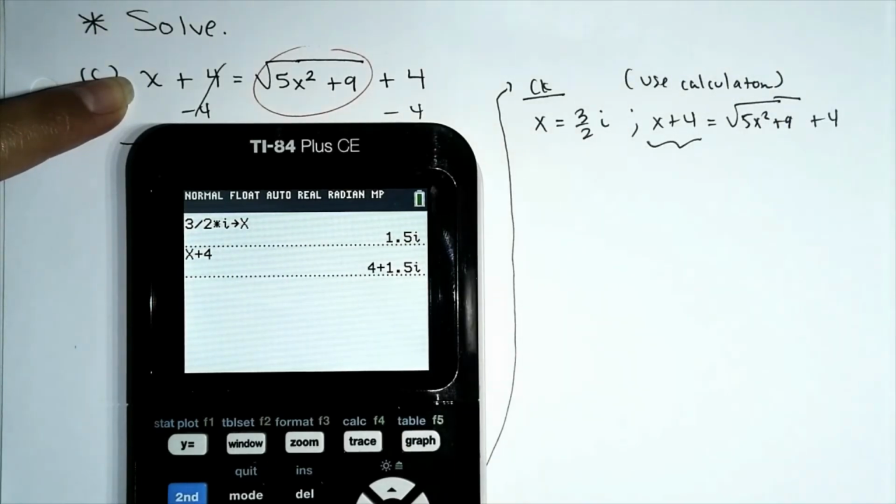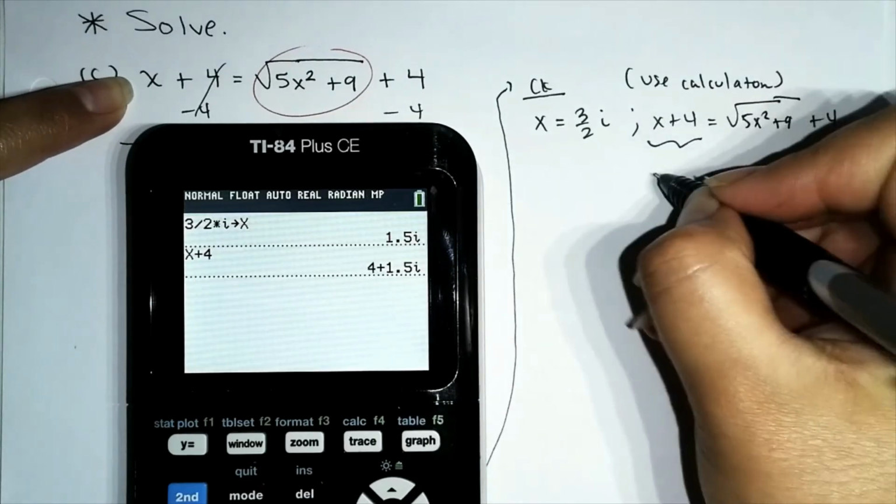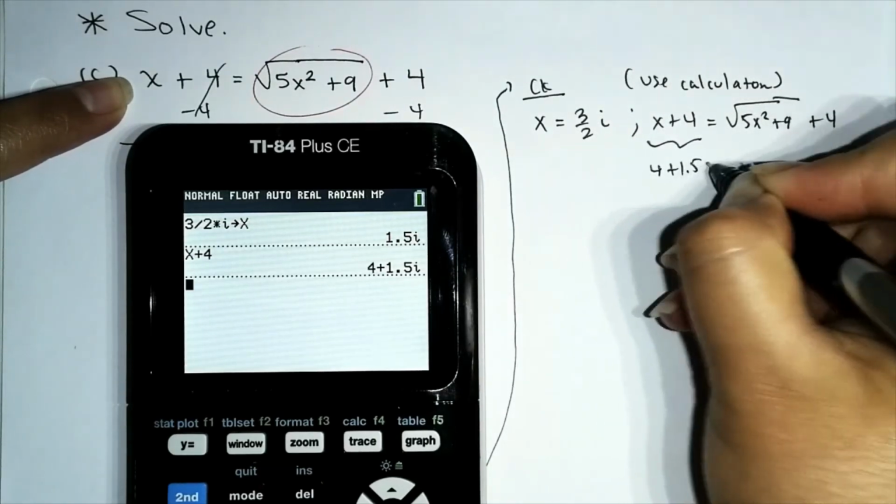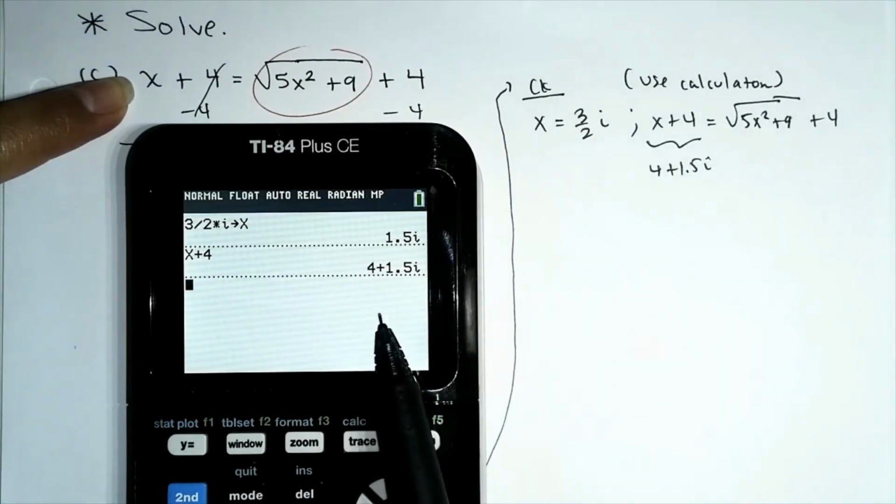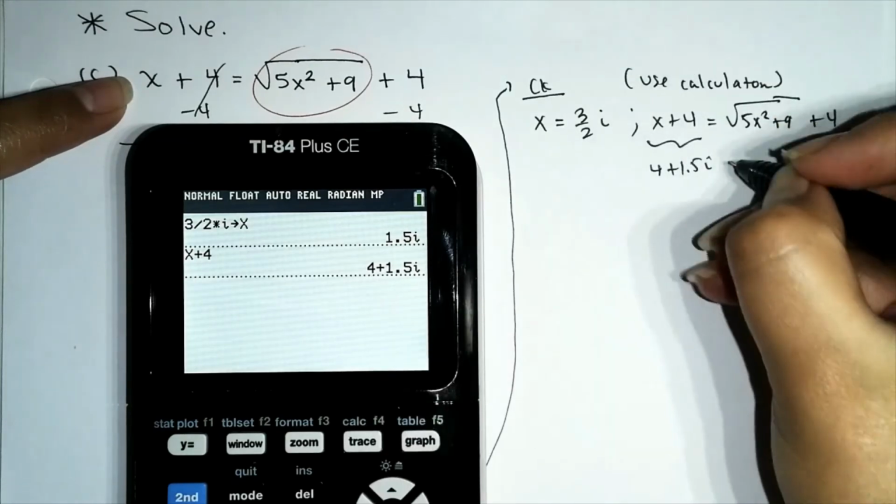Okay, so when you punch it in, when you substitute 3/2 i for the variable x, the left side gives us 4 plus 1.5i. Notice how the calculator gives us this number in the standard form of a non-real number, which is great.